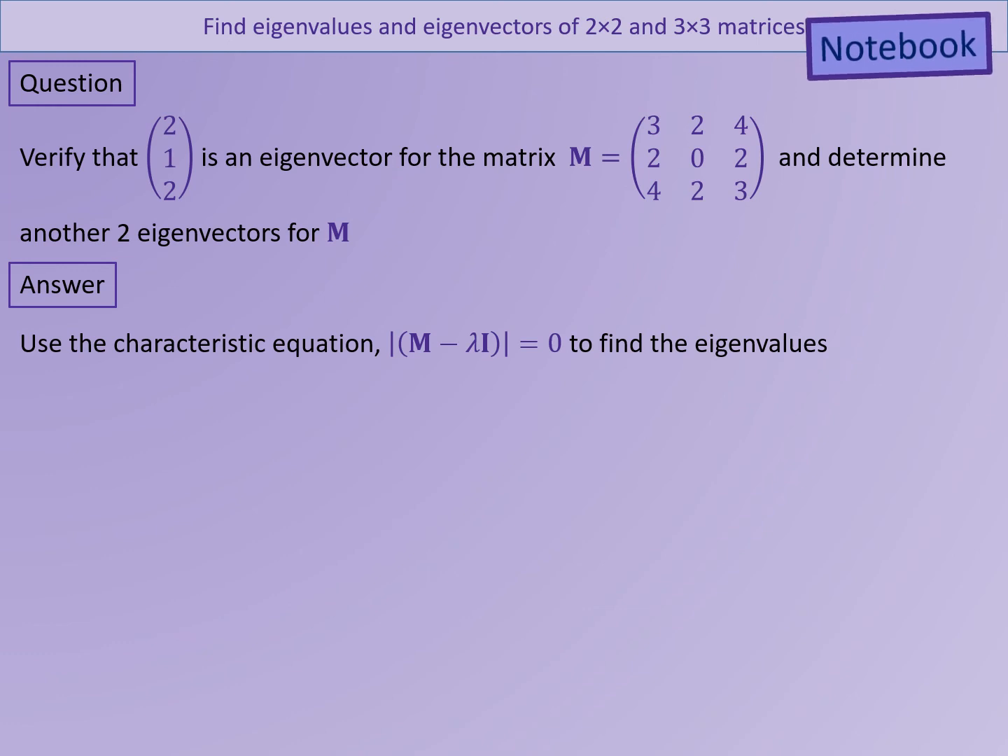Right, so I'm going to use the characteristic equation to find the other eigenvalues. So I've verified that, and now I'm going to determine the other two eigenvectors. So I'm going to use my characteristic equation. And this is why it's a little bit more technical, because you're dealing with a 3 by 3, so therefore you've got more work when it comes to the determinant. But let's just go through it, remembering how we work out a determinant.